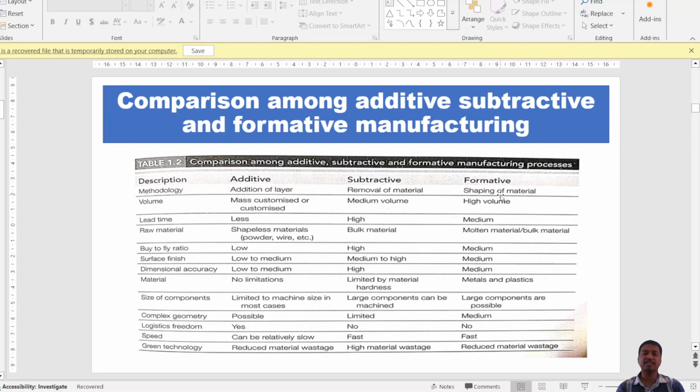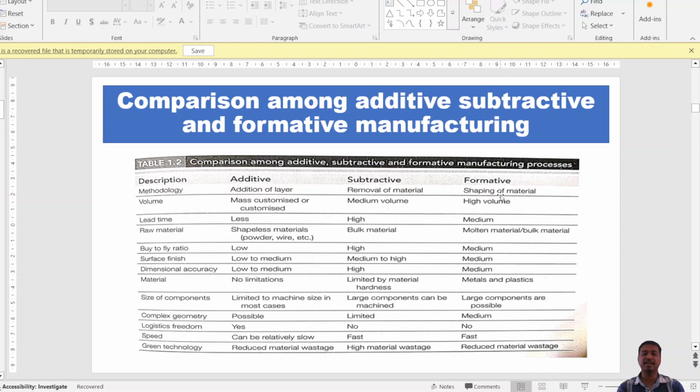Size of components: in additive manufacturing, limited to machine size in most cases. Subtractive, large components can be machined. Formative, large components are possible. Complex geometry may be possible in additive manufacturing. Subtractive is very limited. Formative, medium.